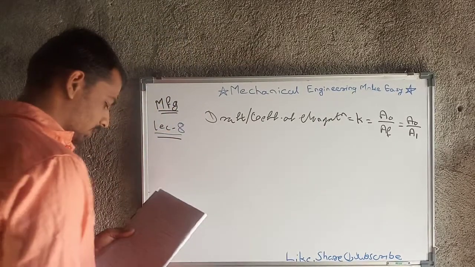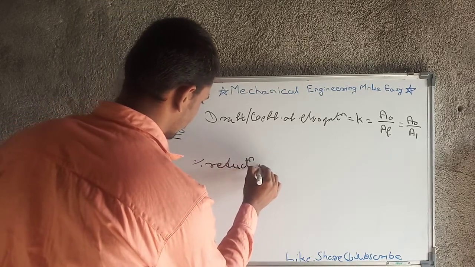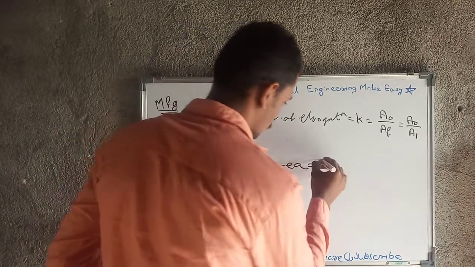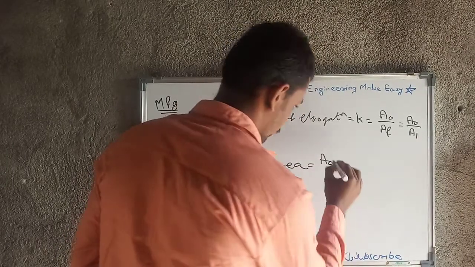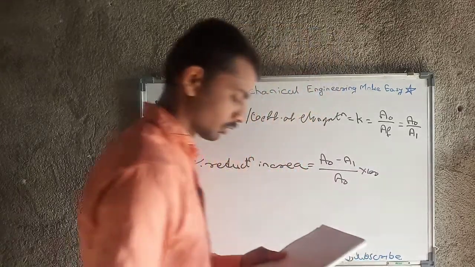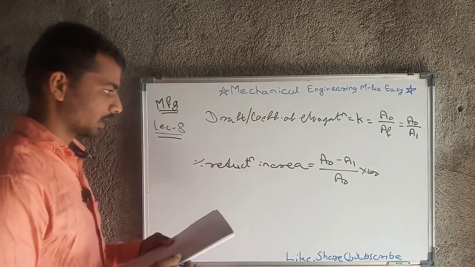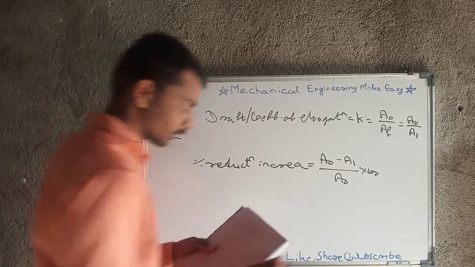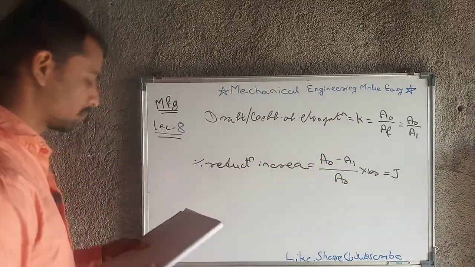Then the percentage reduction in area, which is equal to original area minus final area upon original area into 100, and which is denoted by capital J.